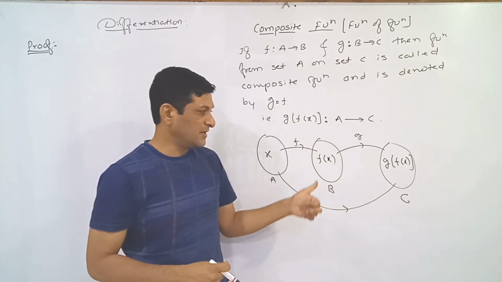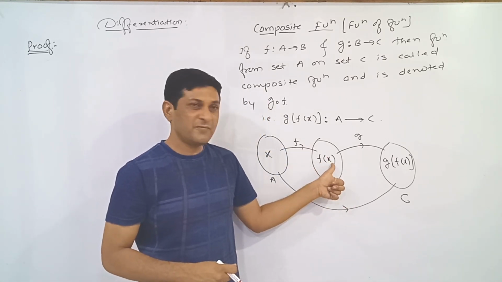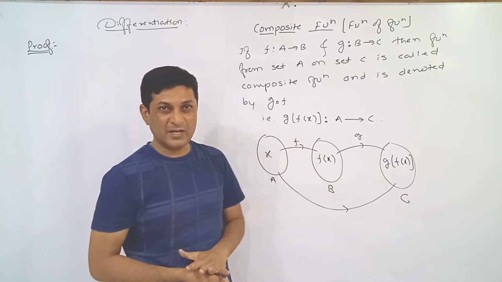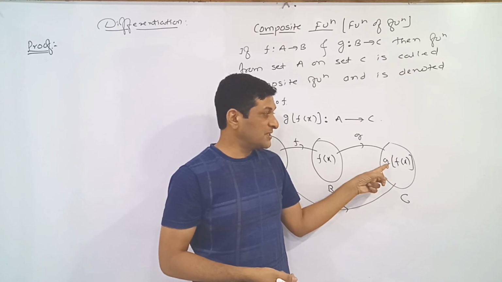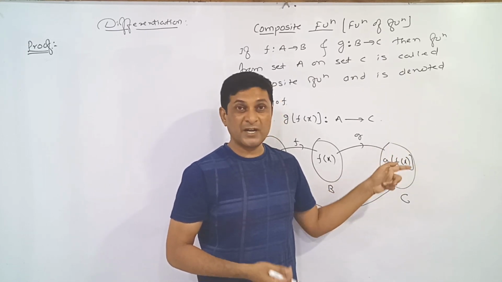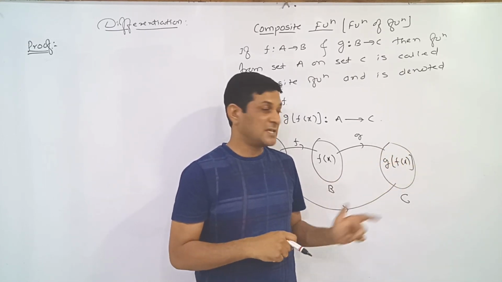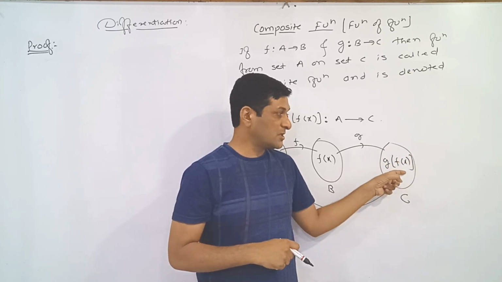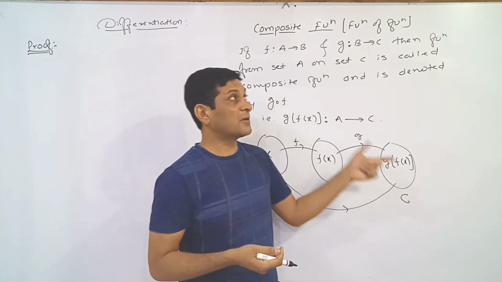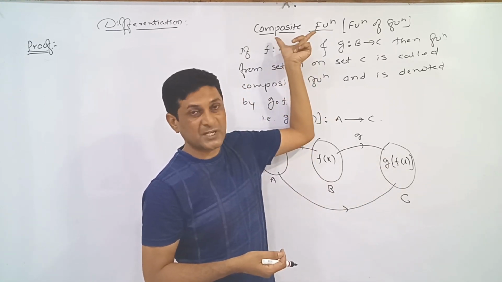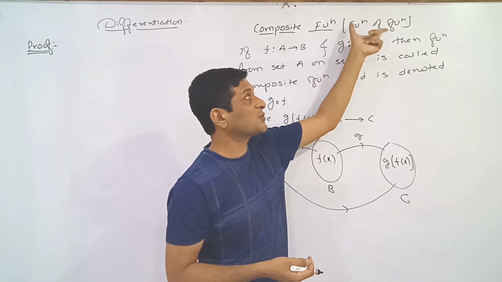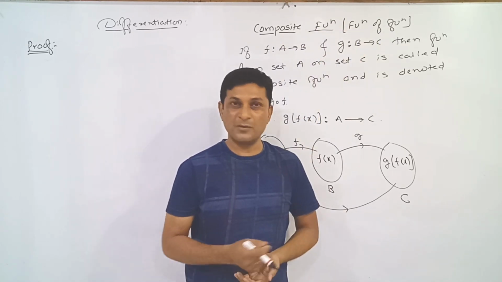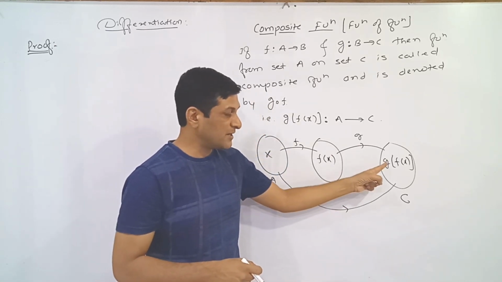Now if you observe here, f is nothing but a function of x. What is x? x is a variable. So f is a function of a variable. But in this case, g is a function of f of x, and f of x itself is a function. That's why we can say that g is a function of a function. And such type of function of a function are called composite functions.